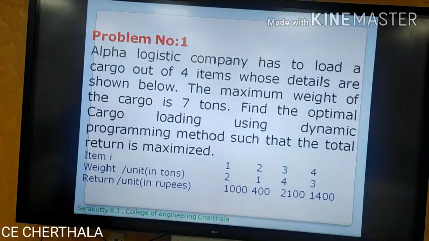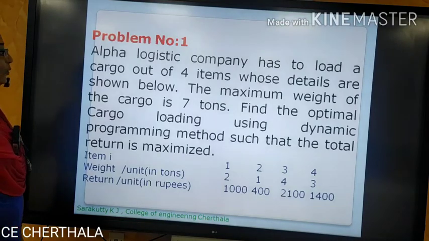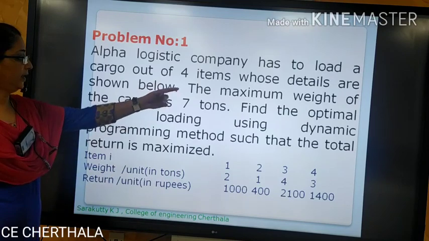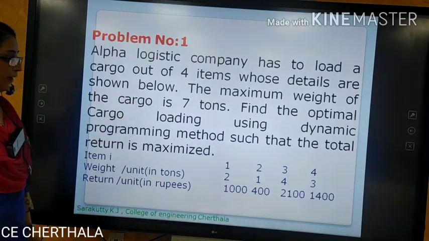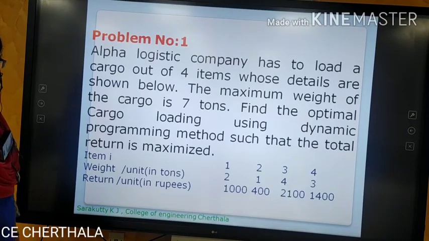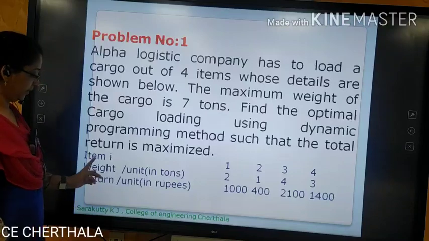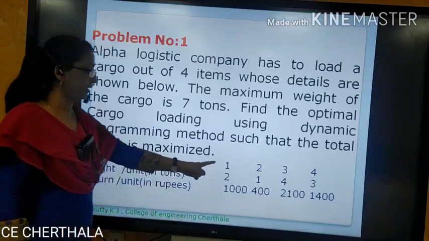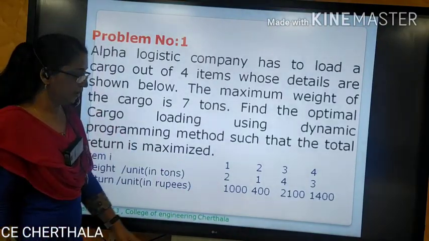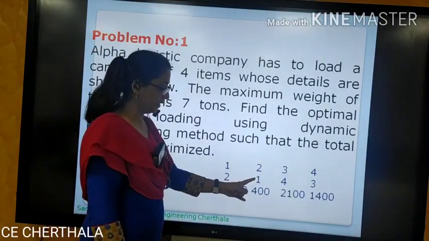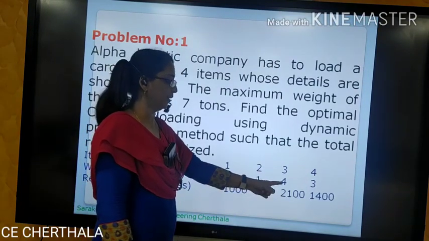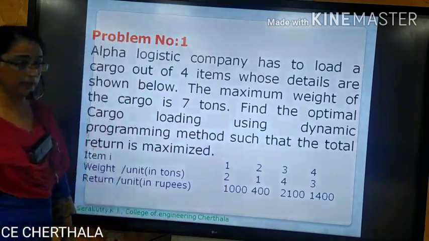This is the problem. Here the company has to load a cargo out of 4 items whose details are given below. And the maximum weight of the cargo is 7 tons. Find the optimal cargo loading using dynamic programming method such that the total return is maximized. Now here we have 4 items, 1, 2, 3, 4. The weight of the first item is 2 ton per unit. The second item has weight 1 ton. The third item has weight 4 ton per unit, and the fourth item has weight 3 ton.